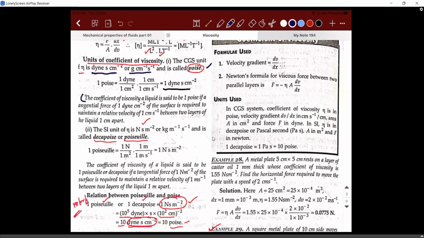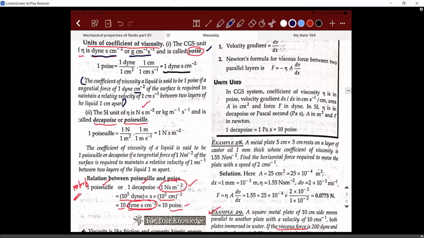See how they have defined it in terms of POISE. The coefficient of viscosity of a liquid is said to be 1 POISE when a tangential force of 1 dyne per centimeter square of the surface is required to maintain a relative velocity of 1 centimeter per second between two layers which are separated by 1 centimeter. You need not memorize all these things, I'm just telling you. Don't worry about that.